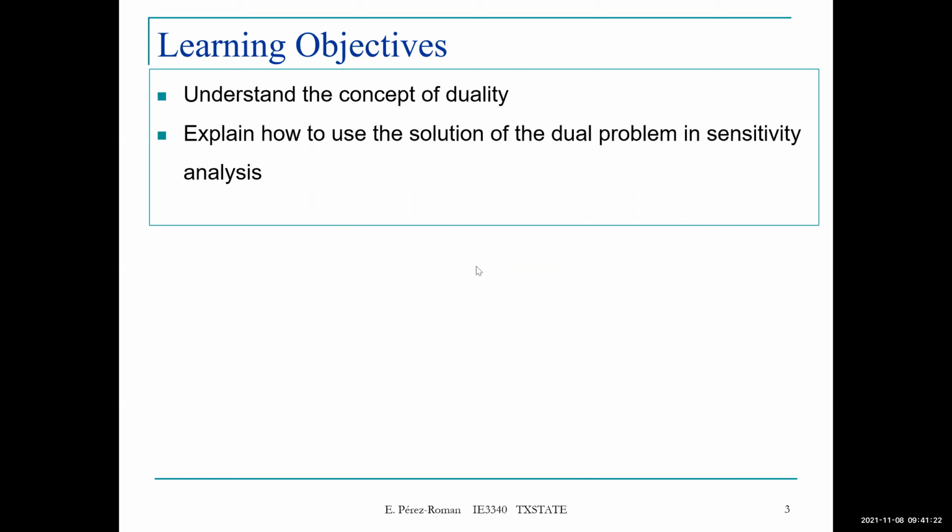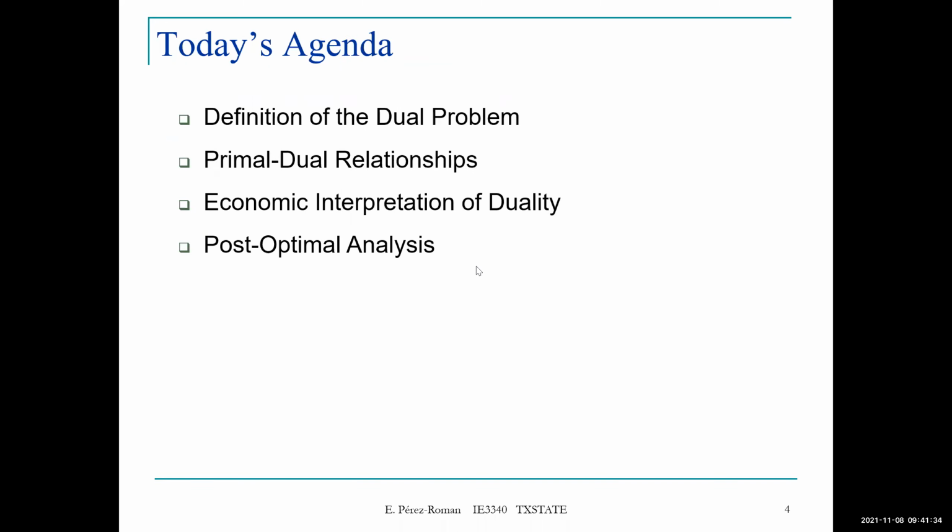That's better now. So the objective for this lecture is to understand the concept of duality and also explain how to use the solution of the dual problem in the sensitivity analysis. And the agenda: we're going to define the dual problem. We're going to understand what the primal and dual relationships are. Then we're going to look at the economic interpretation of duality. And finally, what is the post-optimal analysis?